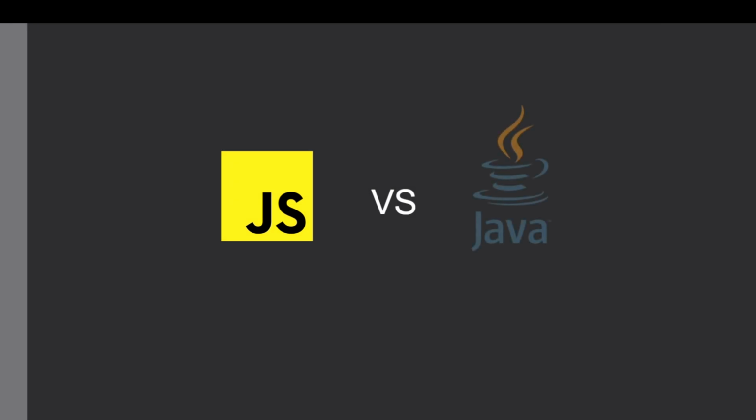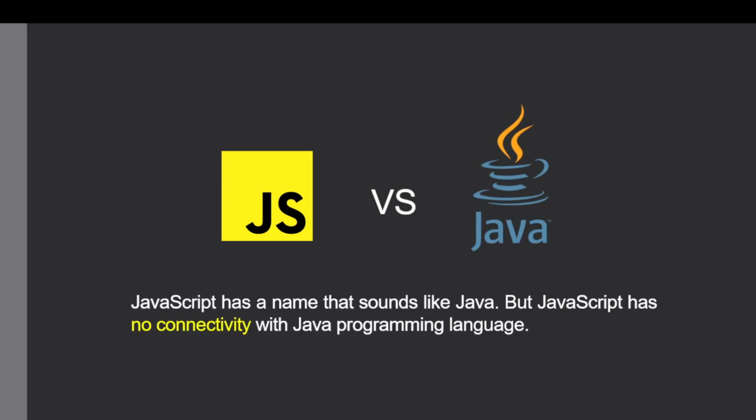JavaScript versus Java. JavaScript has a name that sounds like Java. But JavaScript has no connectivity with the Java programming language. The name was suggested and provided in the times when Java was gaining popularity in the market. They are two completely different languages and they have a completely different syntax. And what do I mean by syntax? It's how a language is written.